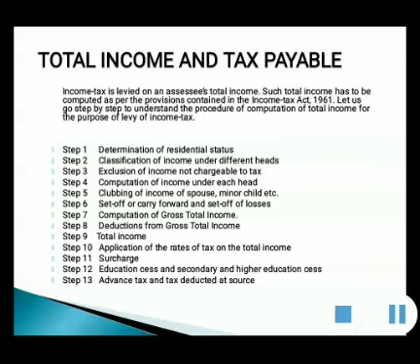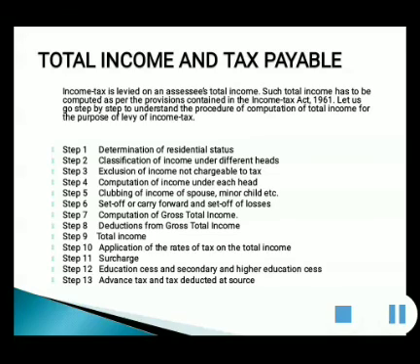So what you have understood, first of all we have to determine the residential status, then we have to classify our income under different heads, that is income from salary, income from house property, income from business and profession, income from capital gain, and income from other sources. So we have to classify the income under different heads. And the third step is the exclusion of income not chargeable to tax.